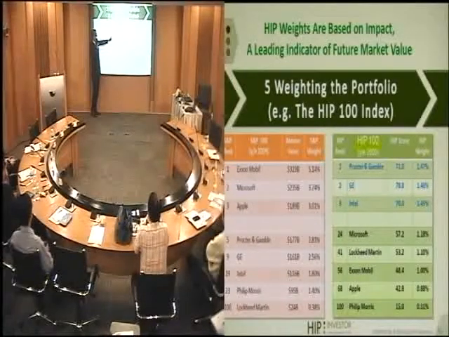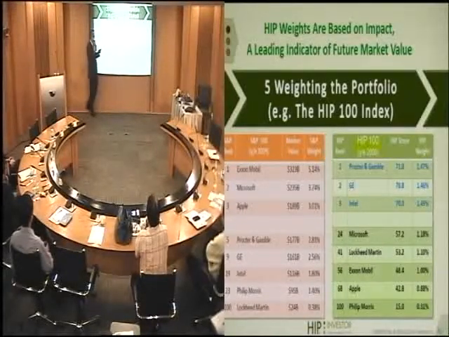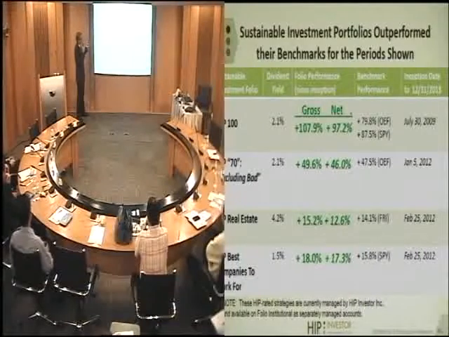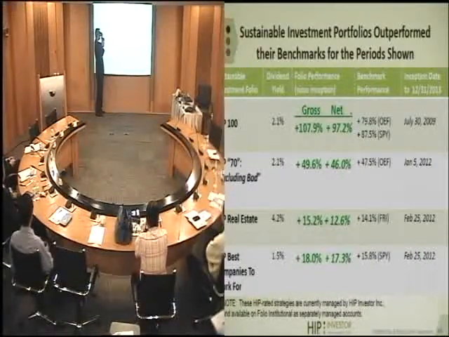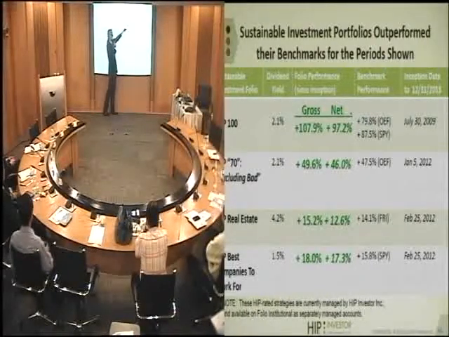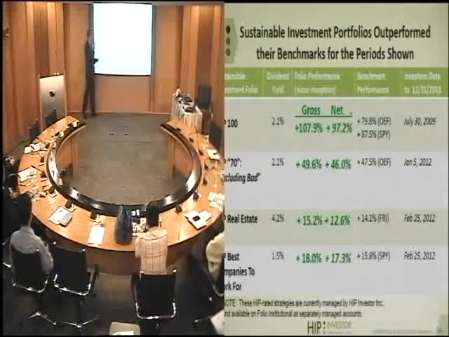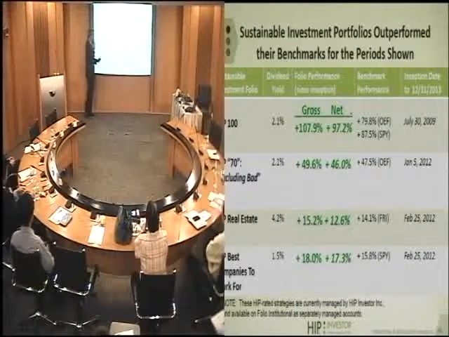So we don't look in the rearview mirror for market value. We look out the front windshield for HIP value. And this is the performance as of the end of last year. So this HIP 100, and we'll be updating this for yesterday's 5-year anniversary. The gross performance is 107% over 4.5 years. And the benchmarks were around 80. We have a real estate index. So on a gross, it was 15% versus the benchmark. It had some high expenses at the beginning, so the net is lower. That will realign over time.